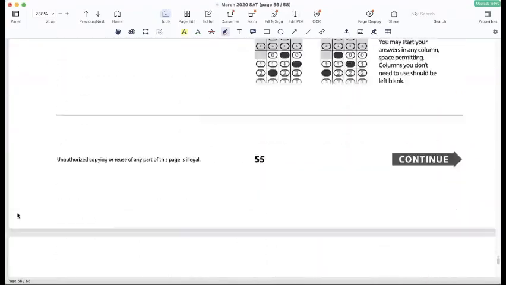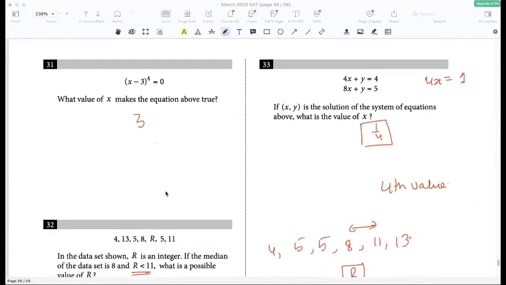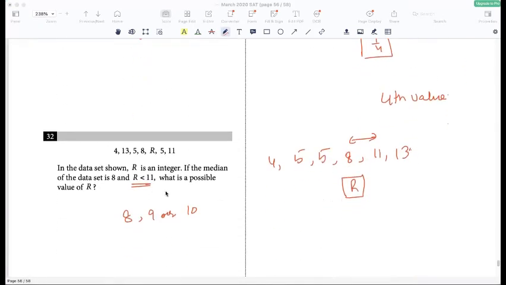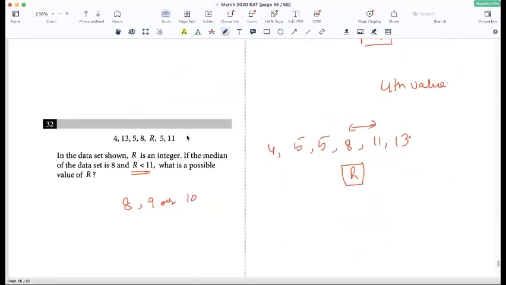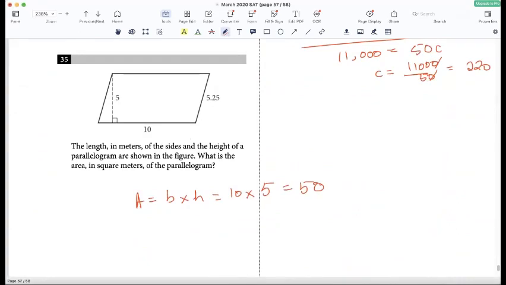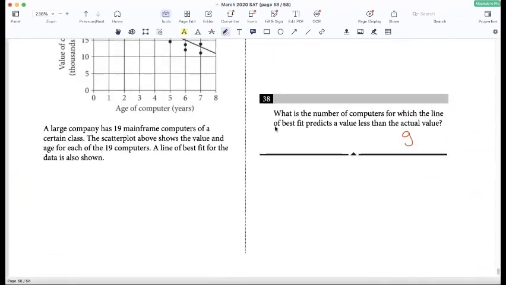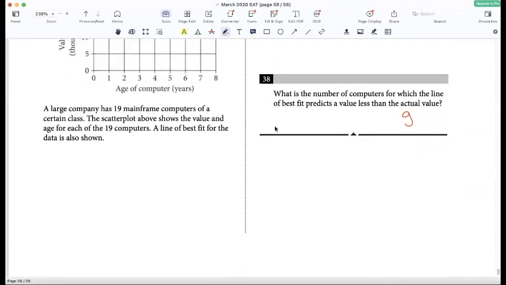Okay. Gradient problems. 3, 8, 9, 10, 1 by 4, 50, 50, 220, 15, 9. Okay, great. So we got all correct.